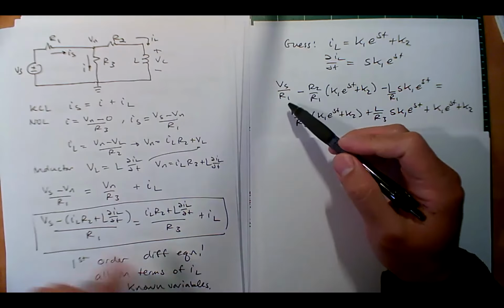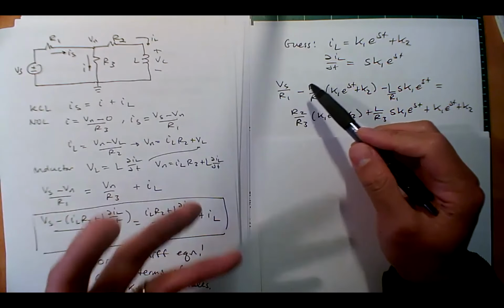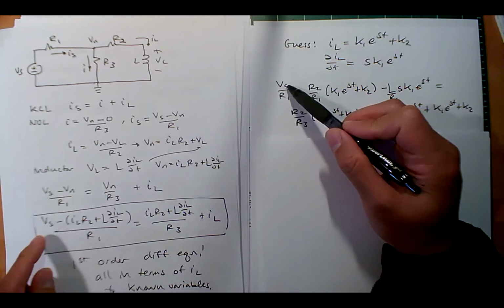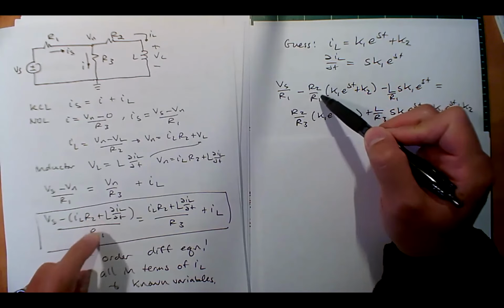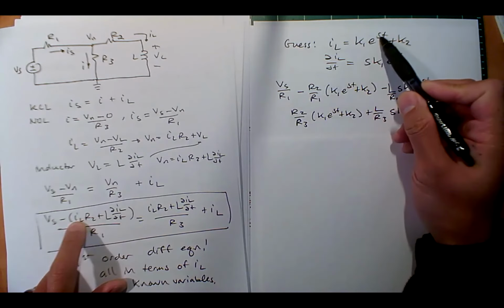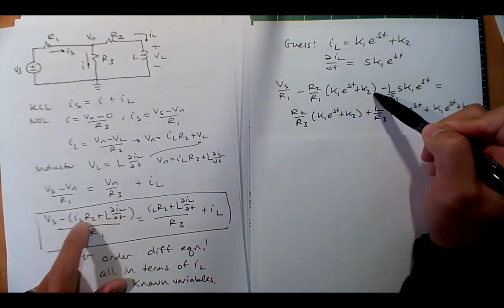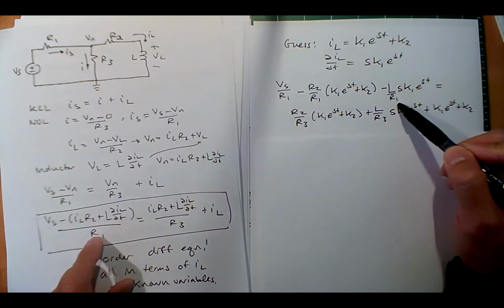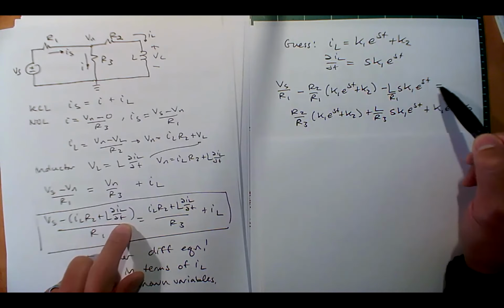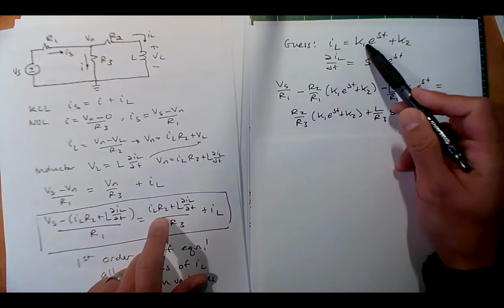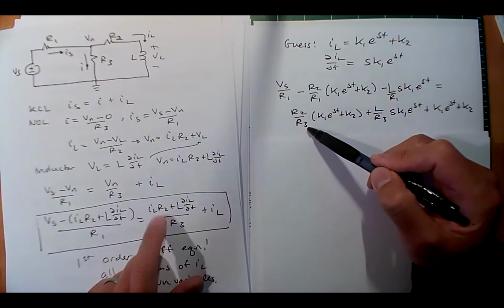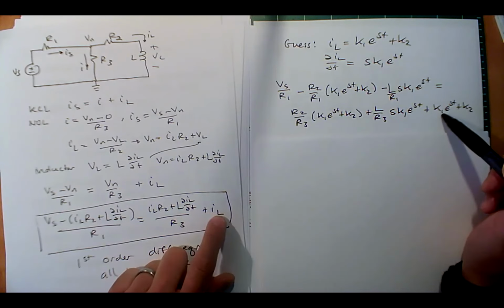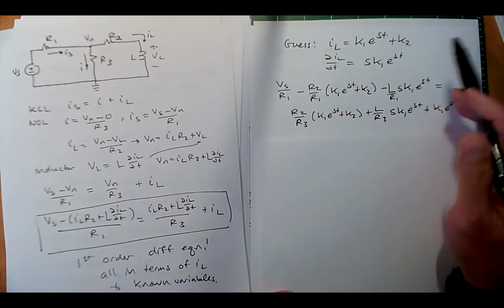Why don't we just do one more check just to make sure? When you get to these equations, you don't want to just blindly do it. So Vs over R1, good, minus R2 over R1, IL, K1 e to the ST, good, plus K2, good, that's one, yep. And then let's go here, minus L over R1, SK1 e to the ST, yep, I'm happy with that, equals K1 e to the ST times R2 over R3, great, plus L over R3, SK1 e to the ST, yay, plus K1 e to the ST plus K2, good, okay. Whew, it's a lot.